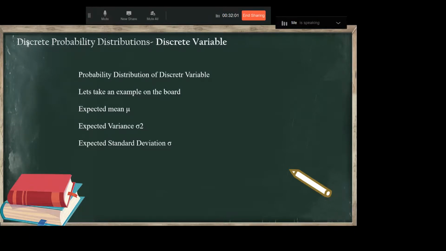I take you back from the whiteboard to the screen. Now, look, now you are able to calculate expected mean of any discrete distribution, expected variance, and expected standard deviation.